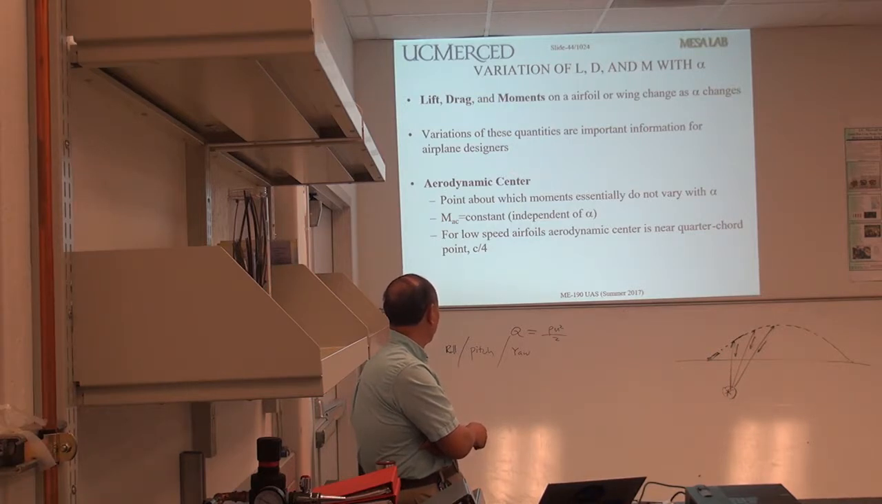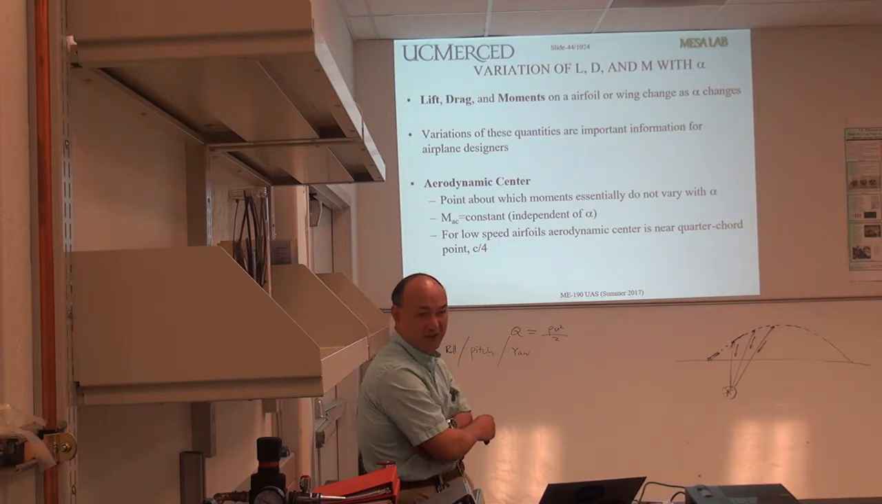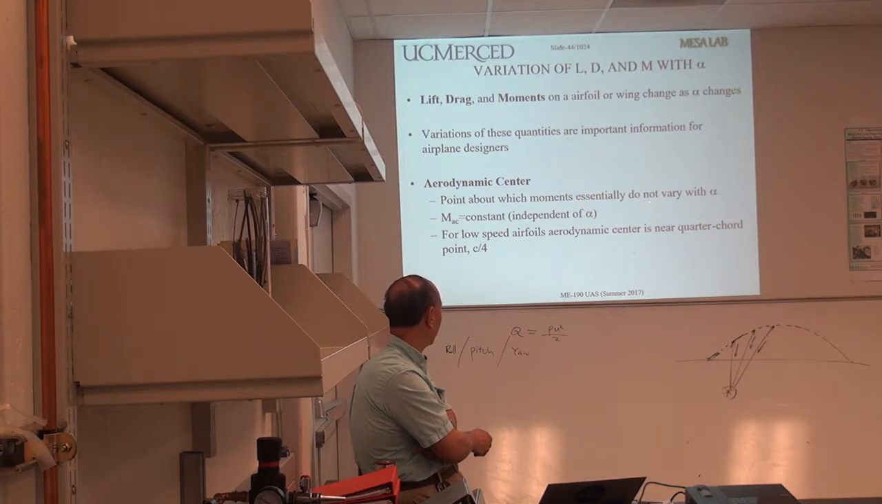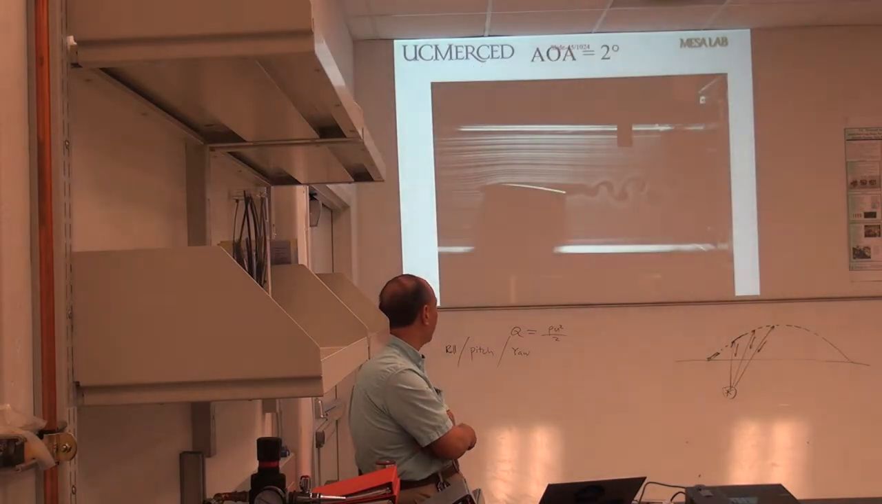So aerodynamic center versus center of gravity, they are totally different things. The aerodynamic center is the point about which moments essentially do not vary with alpha. When alpha changes, you do not have change. So at the aerodynamic center, the moment is a constant, independent of alpha. For a low-speed airfoil, the aerodynamic center is near the quarter-chord point, c over four.